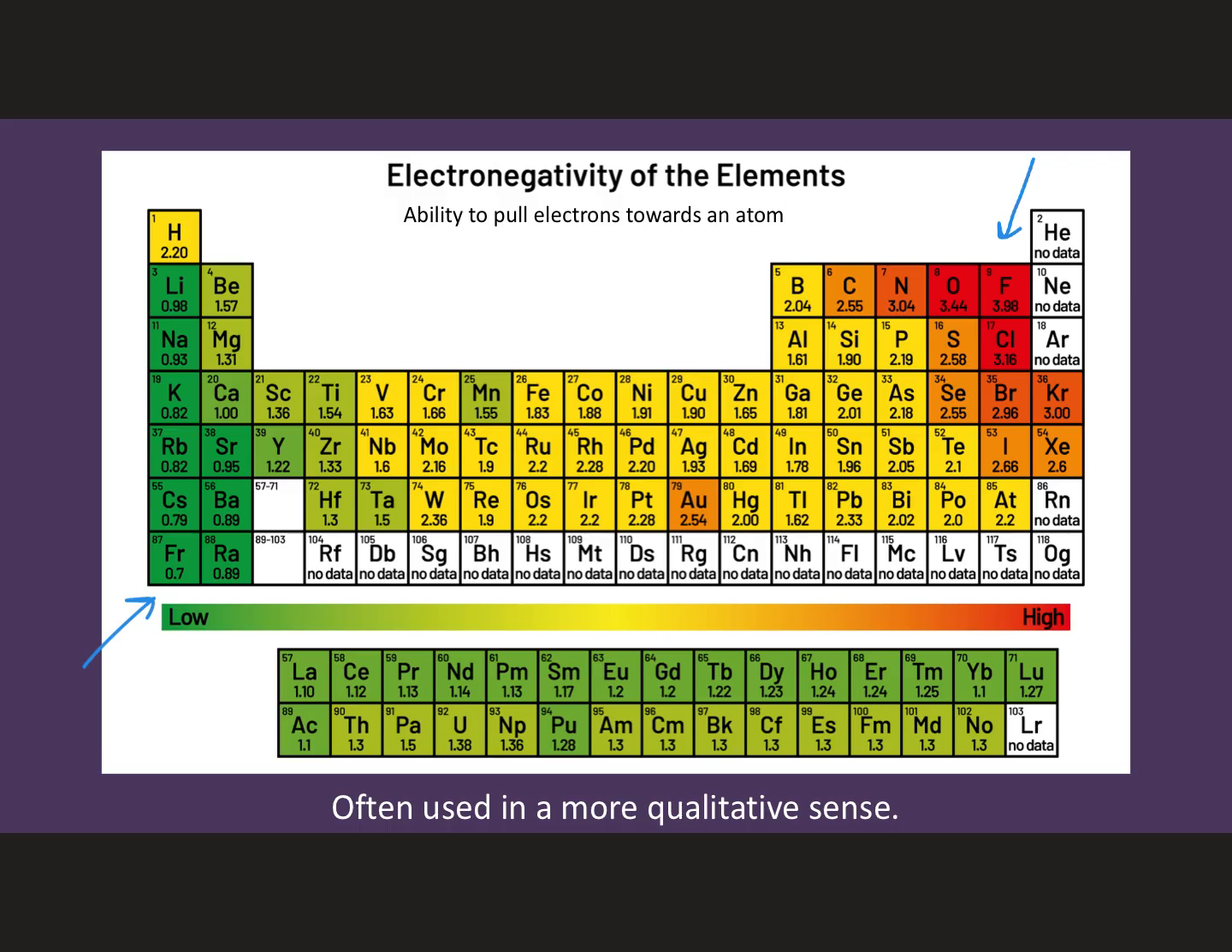And remember, this is just the ability to pull electrons towards the atom. So it says that, hey, on average, a fluorine atom is going to be really pulling electrons towards itself, whereas something like cesium down here in the lower left would not. And yeah, we use that in Orgo all the time.